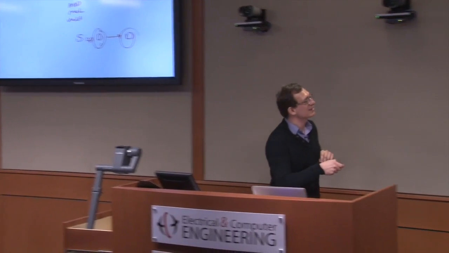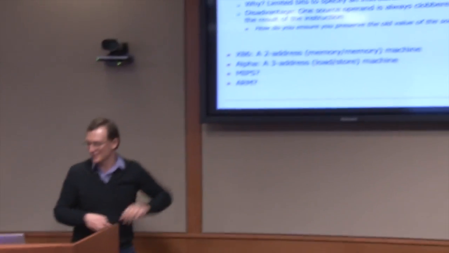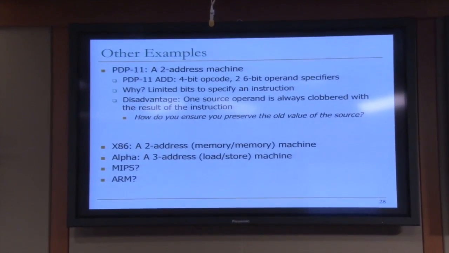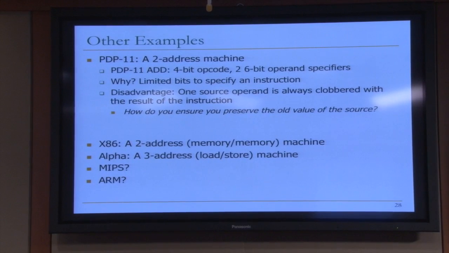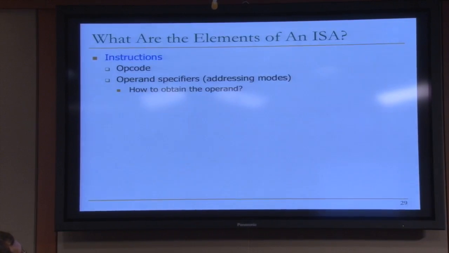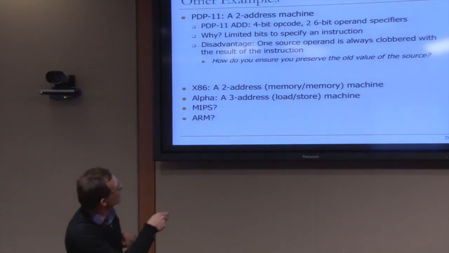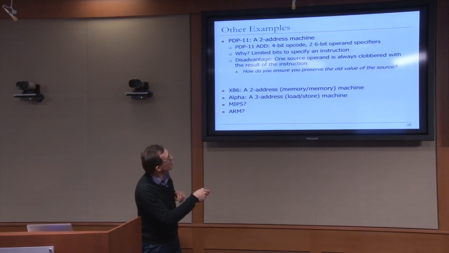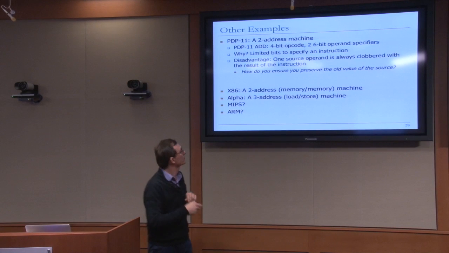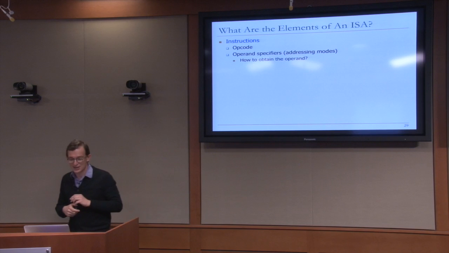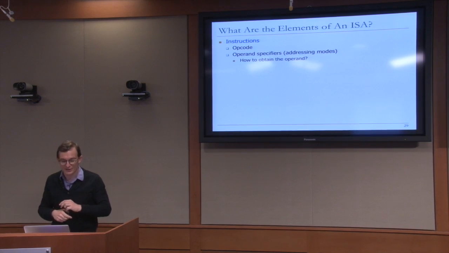Alpha is a 3-address machine. What about MIPS? I've already shown you examples, right? 3-address machine, right? Yes, it is a 3-address machine. It had register 1, or RT, RS, and R something. ARM is also a 3-address machine. But one of the most popular ISAs is not a 3-address machine, as you can see. And there's also the notion of memory-to-memory or load-store machine that we will talk about also in a few slides. So basically, instructions are definitely the elements of an ISA.